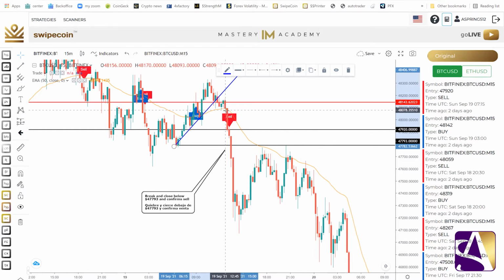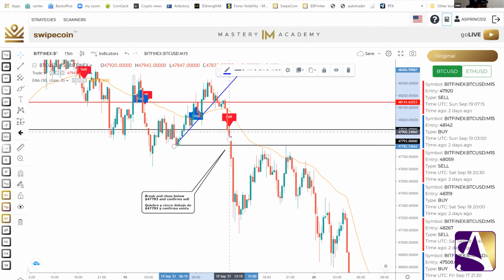It's going to push down. And that's exactly what it did. It pushed down. Way down, right. If we follow our rules, then we know after price gets under this 50 EMA, that's one of our confirmations. Our second confirmation is, of course, we wanted to break and close.